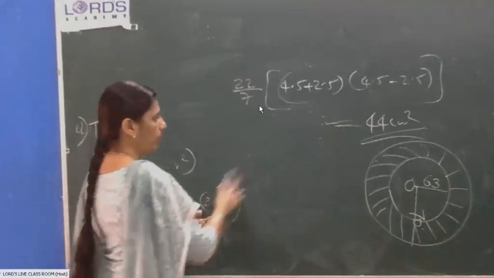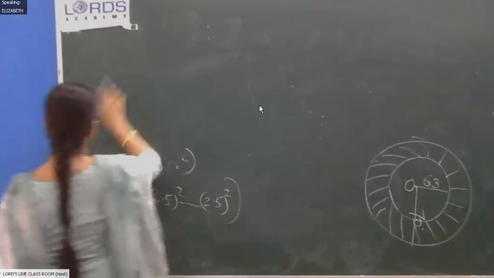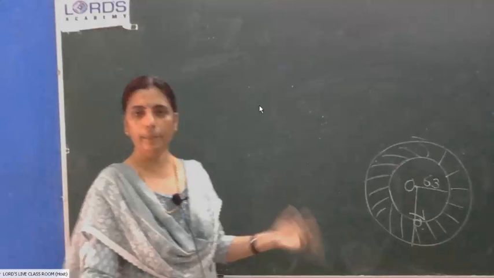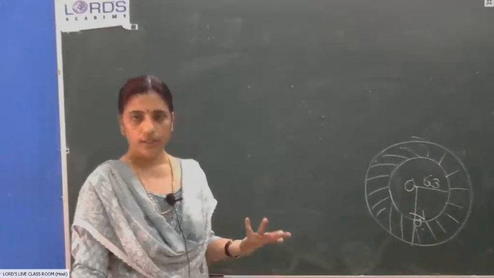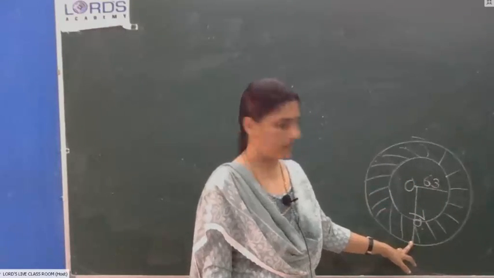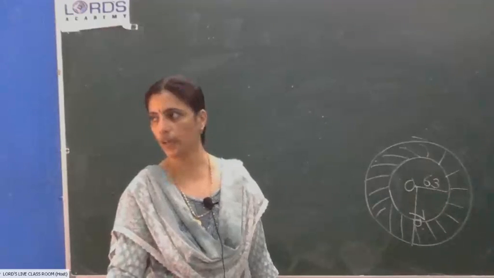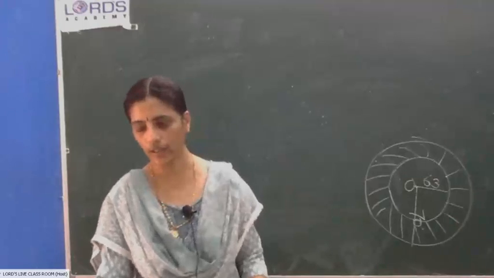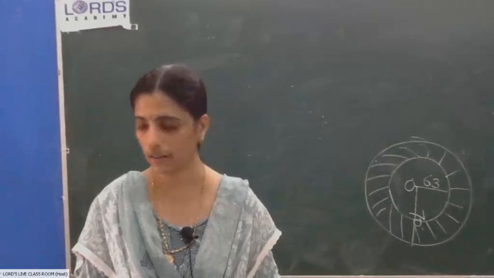How will you do? Same idea. Area of the big circle minus area of the small circle. Directly they are giving big circle's radius 70, small circle's radius 63. So pi r square minus pi r square. You will get the answer. First subdivision you can do from home, area of the track.